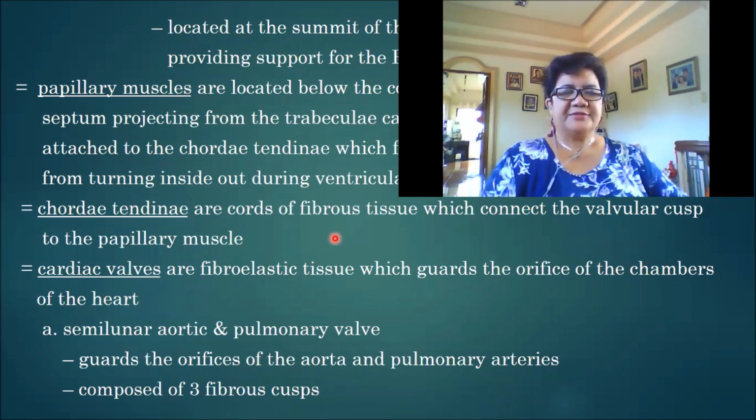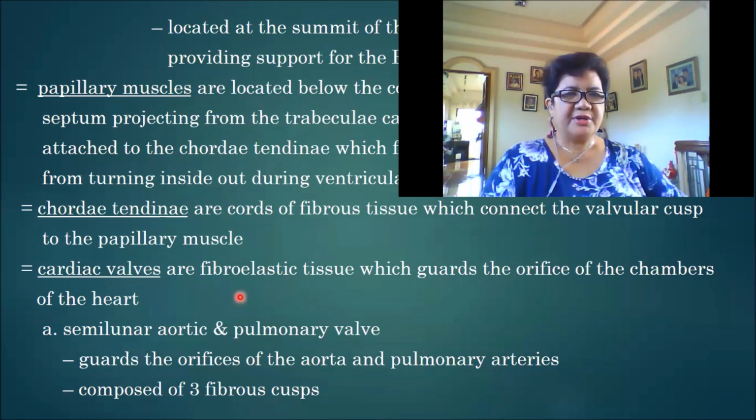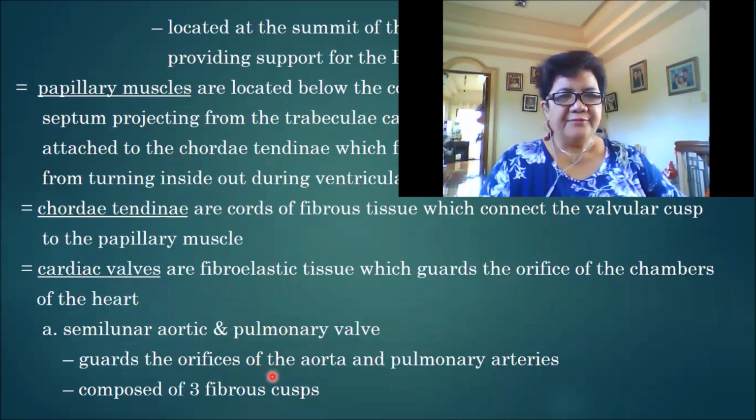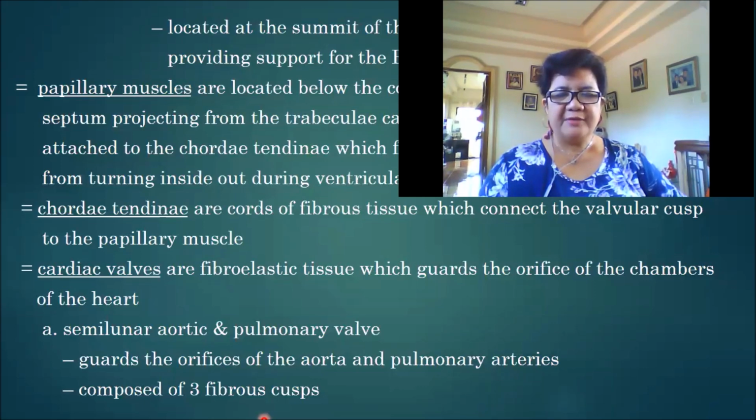Then the cardiac valves, these are fibroelastic tissue also, which guard the orifice of the chambers of the heart. There are four cardiac valves. You have the semilunar, aortic, and the pulmonary valve. This is called semilunar because it is shaped like a moon, and there are three cusps for the aortic and pulmonary valve. This will guard the orifice of the aorta and the pulmonary artery and is composed of three fibrous cusps.